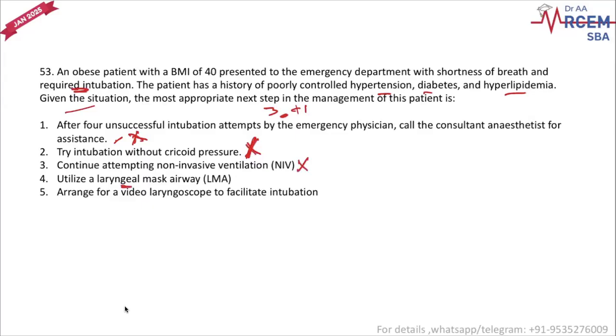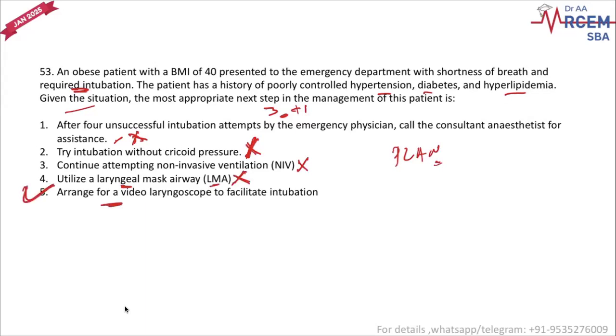Utilize a laryngeal mask airway. If your plan A has failed, then you will go to using a laryngeal mask airway. Use a normal direct laryngoscopy, then you try to intubate. Arrange for a video laryngoscope to facilitate intubation. Yes, this is the right one.